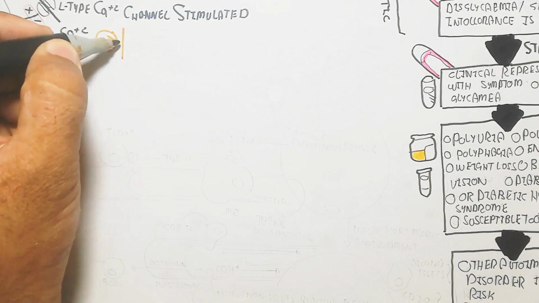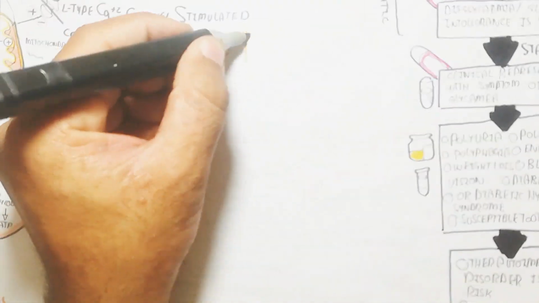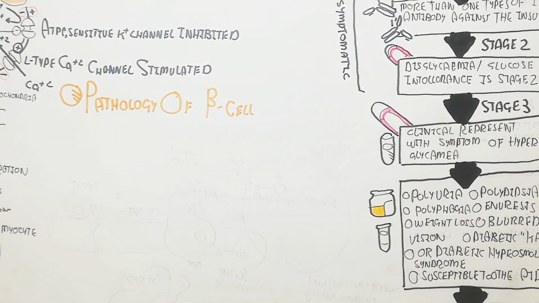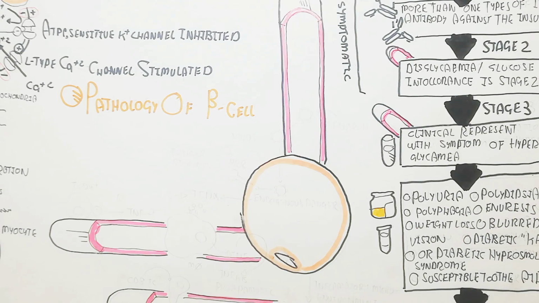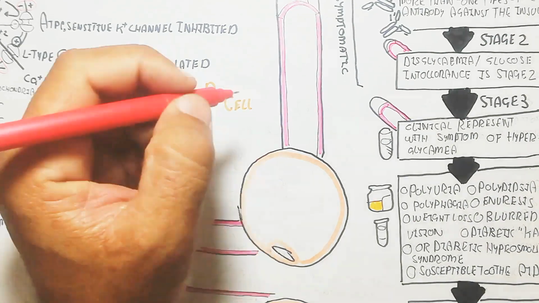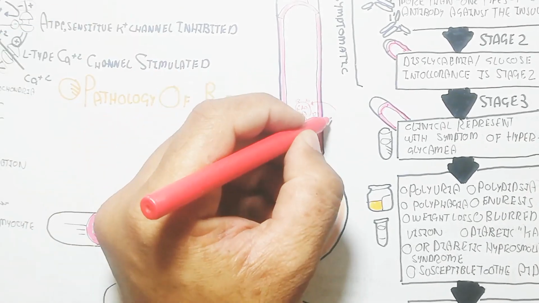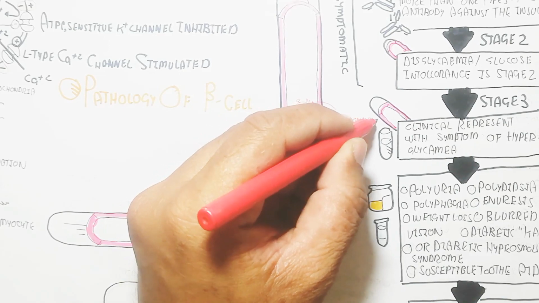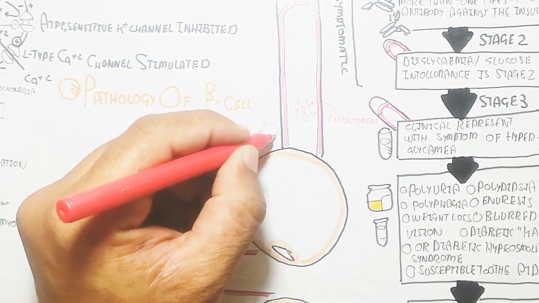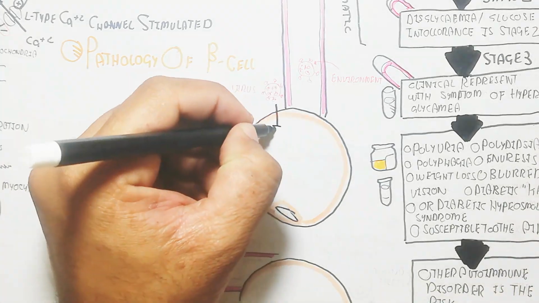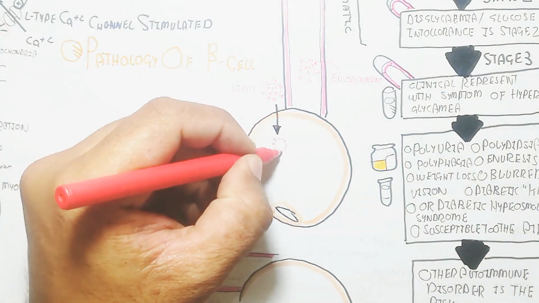Let's understand the pathophysiology of the beta cell. Again remember, the beta cell is present in the pancreatic islet of Langerhans. Here is the beta cell, which is surrounded by a capillary. I am drawing the capillary. Whenever a viral attack occurs, which is the environmental factor, it invades the insulin producing beta cell, and this is the endogenous danger.